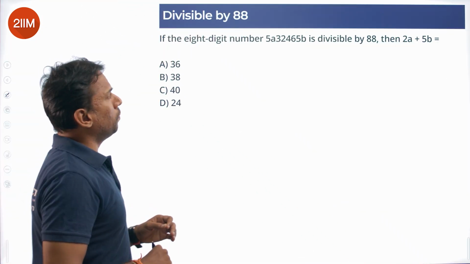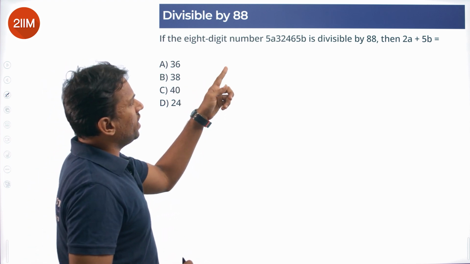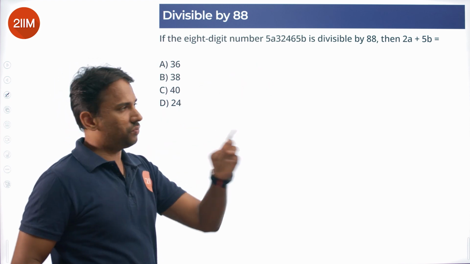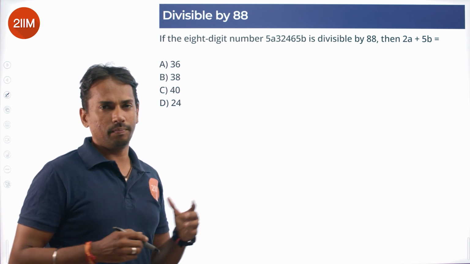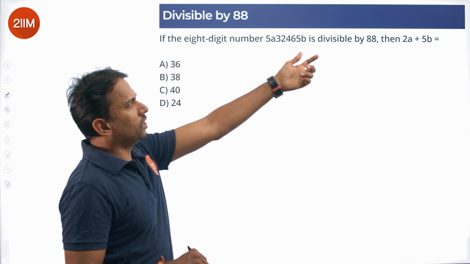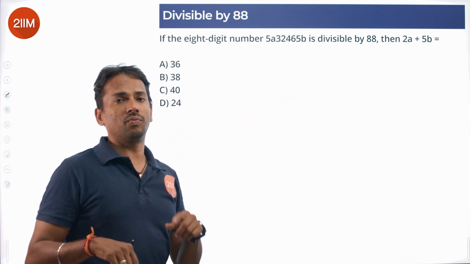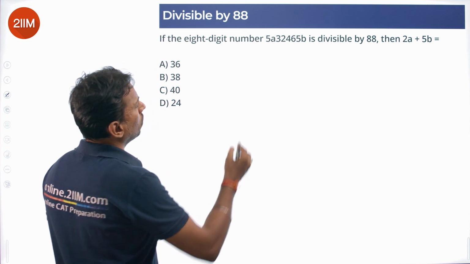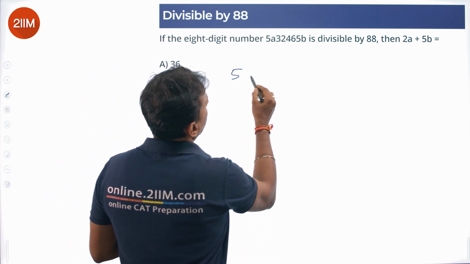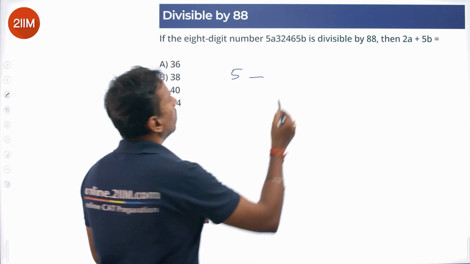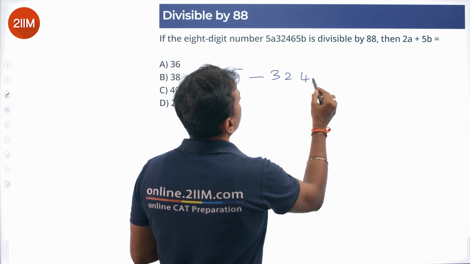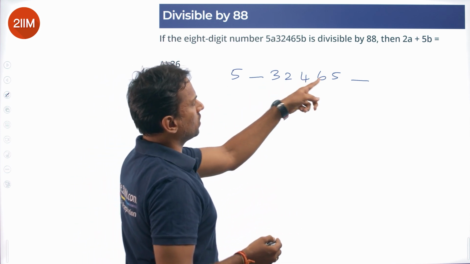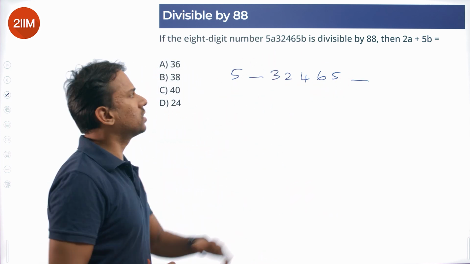If the 8-digit number 5A3246 5B is divisible by 88, then find the value of 2A plus 5B. So that means with this condition we are supposed to find the values of A and B, then we can get the answer. So let's note the number. Our number is 5A, I'll have a space for A, 3, 2, 4, 6, 5 and then B. So 1, 2, 3, 4, 5, 6, 7, 8. It's an 8-digit number. It's divisible by 88.